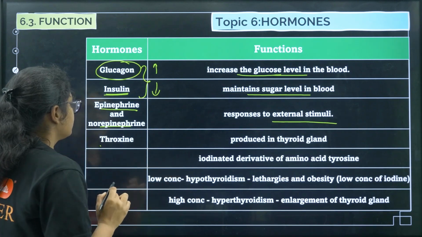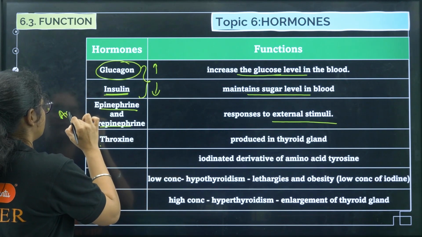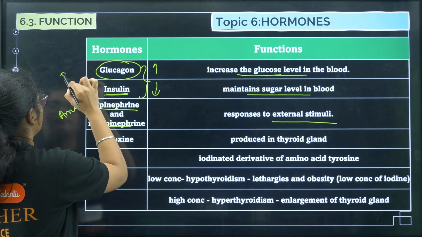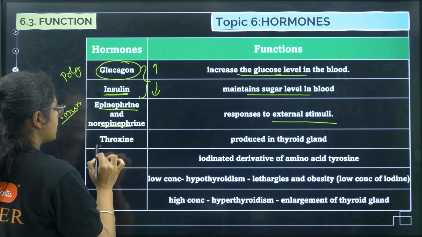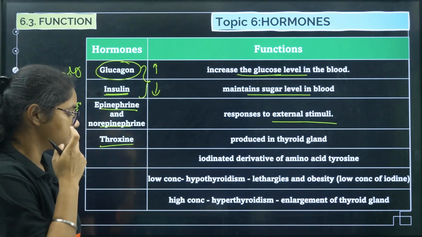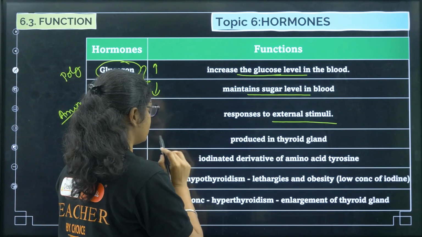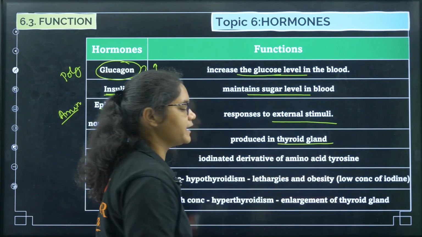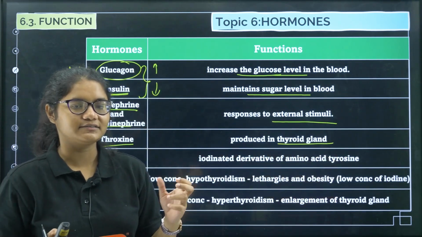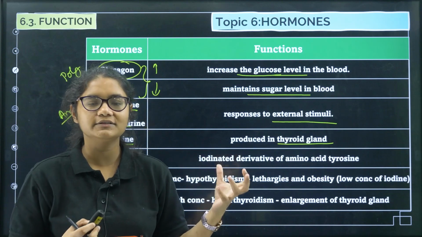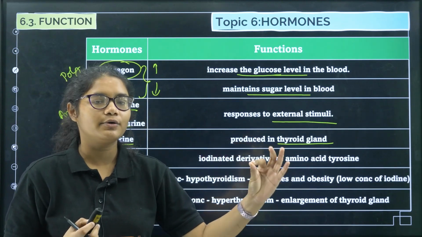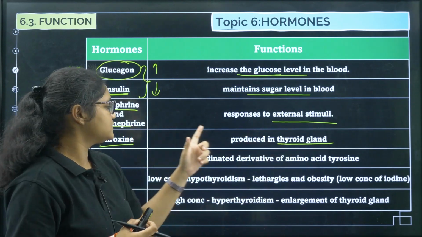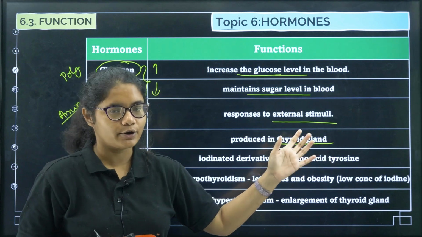Next coming to, so this was what? Amino acid derivative, right? This was polypeptides, okay. Next, thyroxine is also an amino acid derivative. So here are some important points about thyroxine. It is produced by the thyroid gland, right? We just studied that hormones are secreted by endocrine glands. So thyroxine is secreted by the thyroid gland.